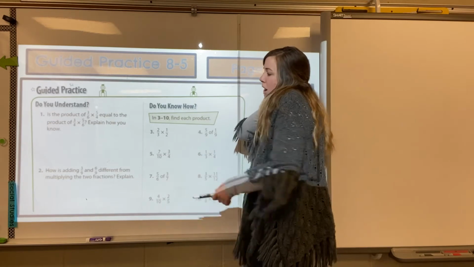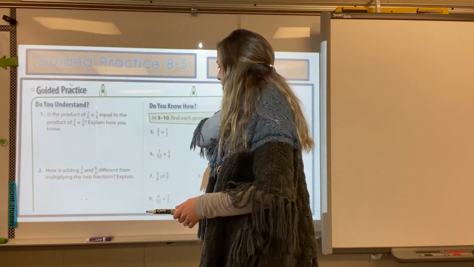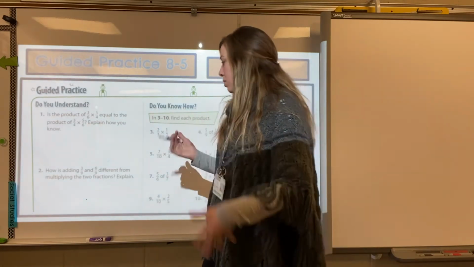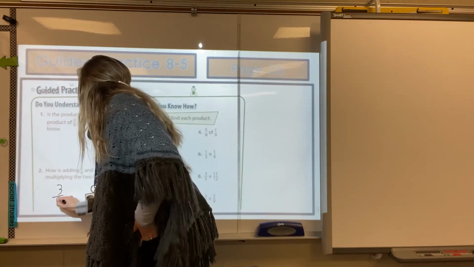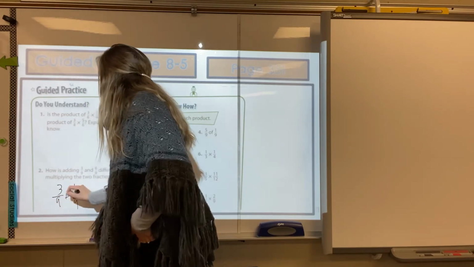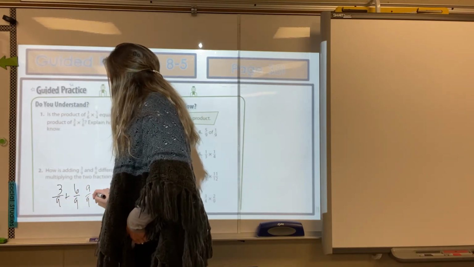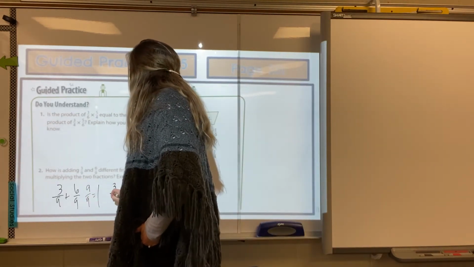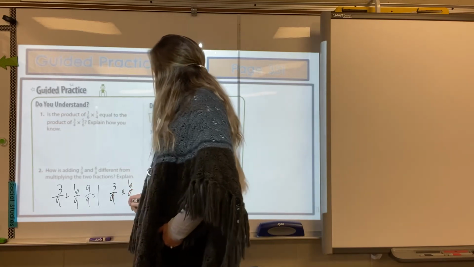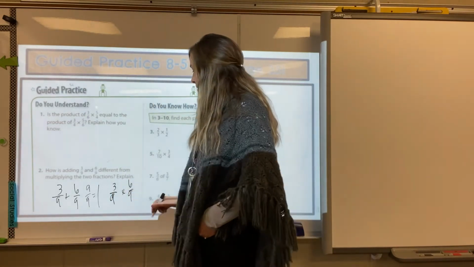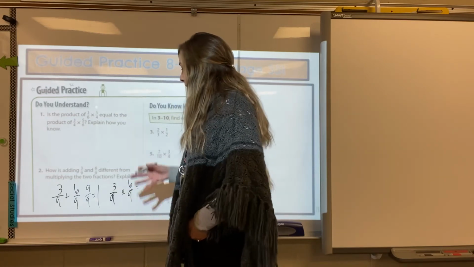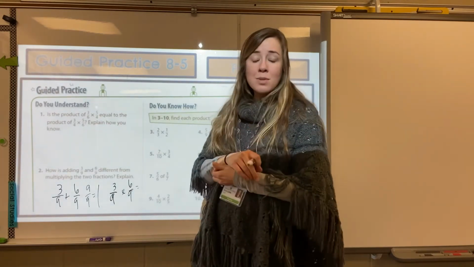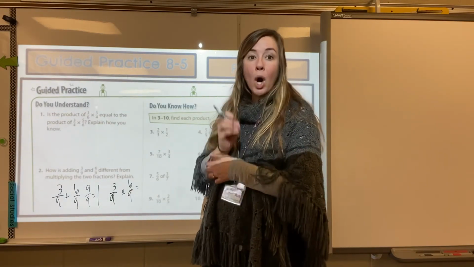So number 2, let's talk about that really quick. It says, how is adding 3/9 and 6/9 different from multiplying the two fractions? When we're adding, if we did 3/9 plus 6/9, we would do 3 plus 6 is 9, over 9, and that equals 1 whole. So we get greater. But when we multiply 3/9 times 6/9, or we find 3/9 of our 6/9, I'm going to end up multiplying the whole thing, and our fraction is going to get smaller because we're multiplying by a fraction less than 1, a part of the whole.